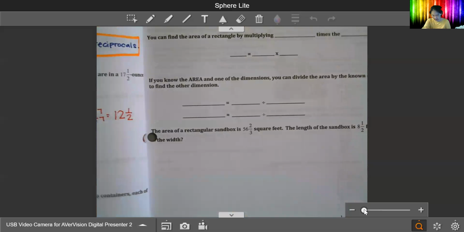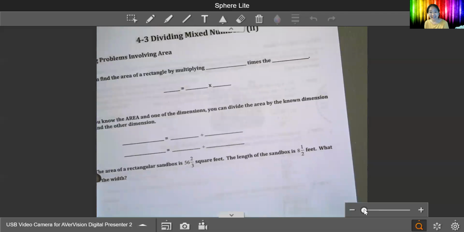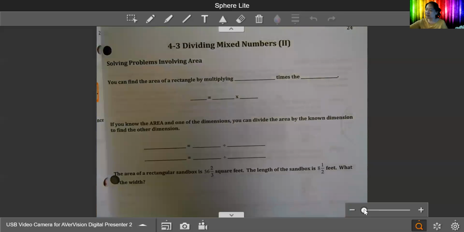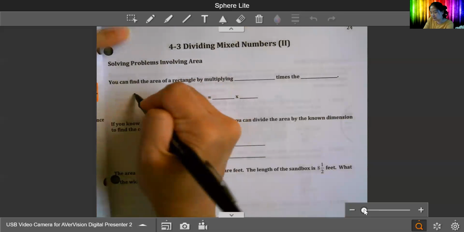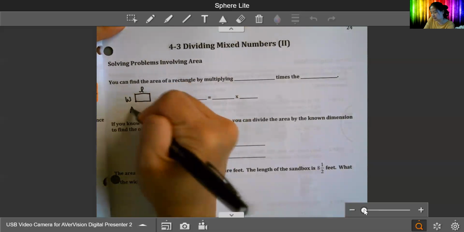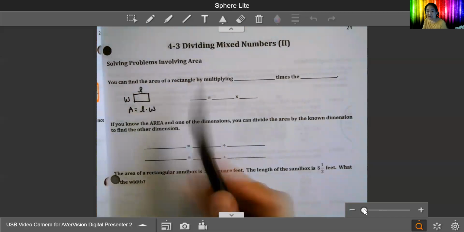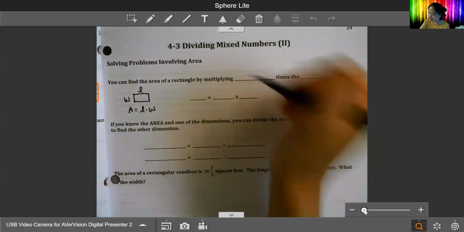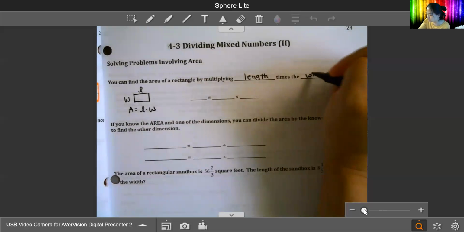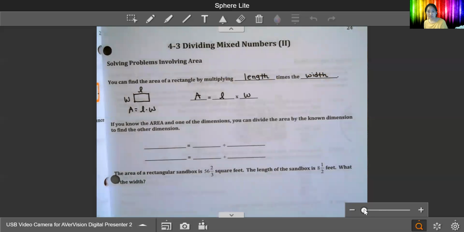So here you have some problems involving area that deals with dividing mixed numbers. So you know from elementary, to find an area of a rectangle, here's the length and here's the width. Remember, area is length times width, okay? So it says you can find the area of a rectangle by multiplying length times the width. So in other words, A equals L times W, okay?